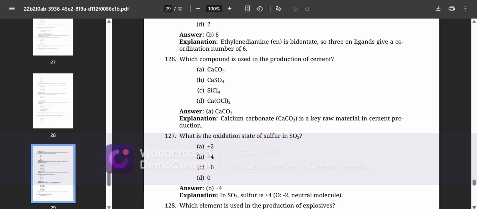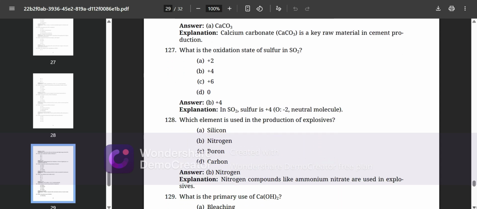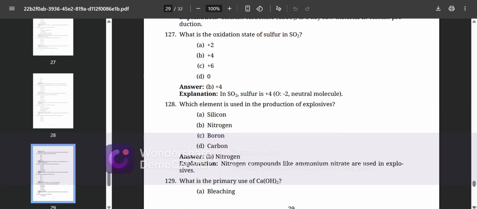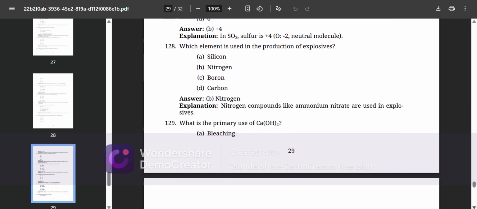What is the oxidation state of sulfur in SO2? Plus 4 in SO2. Sulfur is plus 4. Oxygen is equal to minus 2, neutral molecule. Which element is used in the production of explosives? Nitrogen. Nitrogen compounds like ammonium nitrate are used in explosives.